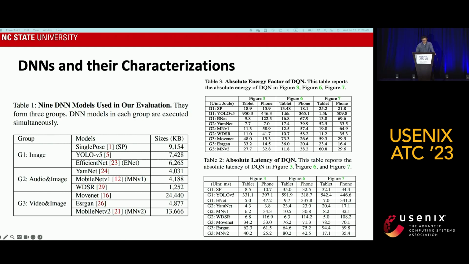And here are the DNNs we implement in our evaluation. We have 3 groups of DNNs, and each group has 3 different kinds of DNNs. The right-hand side shows the standalone offline profiling for each kind of DNN on the tablet and the corresponding phones.